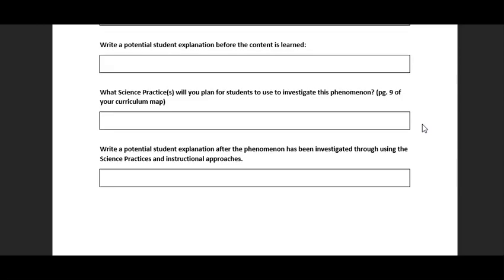And lastly, it's good to write a potential student explanation after the phenomenon has been investigated through using the science practices and instructional approaches. Remember, you have all types of learners in your classroom, so you may want to think how all of them may approach this, or have a few different versions of this. What would an ELL student, an ESOL student, sound like and write about in this investigation?